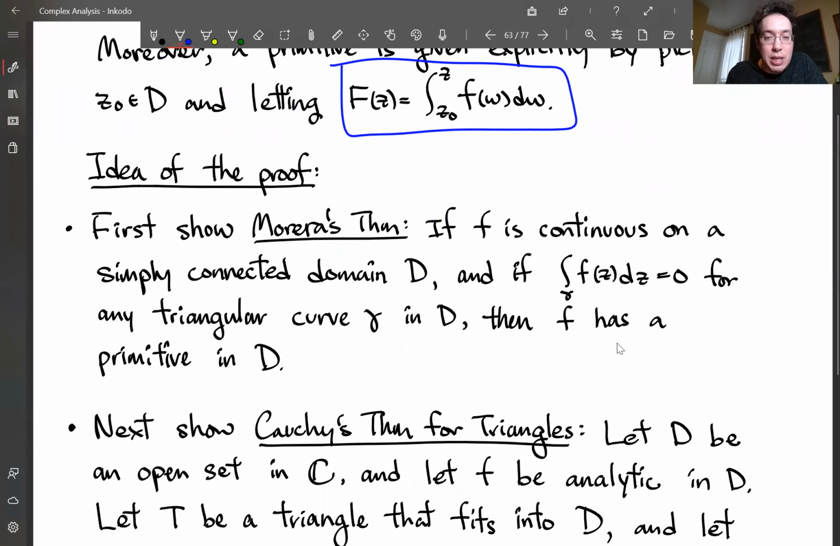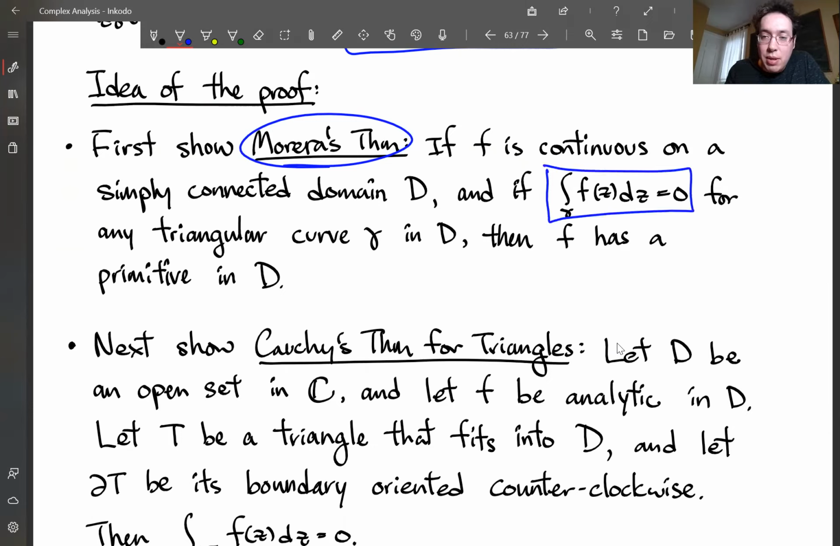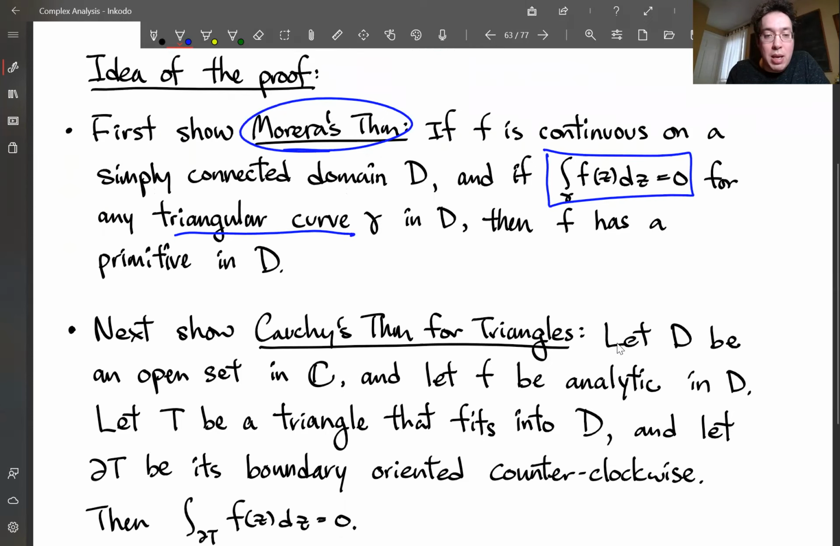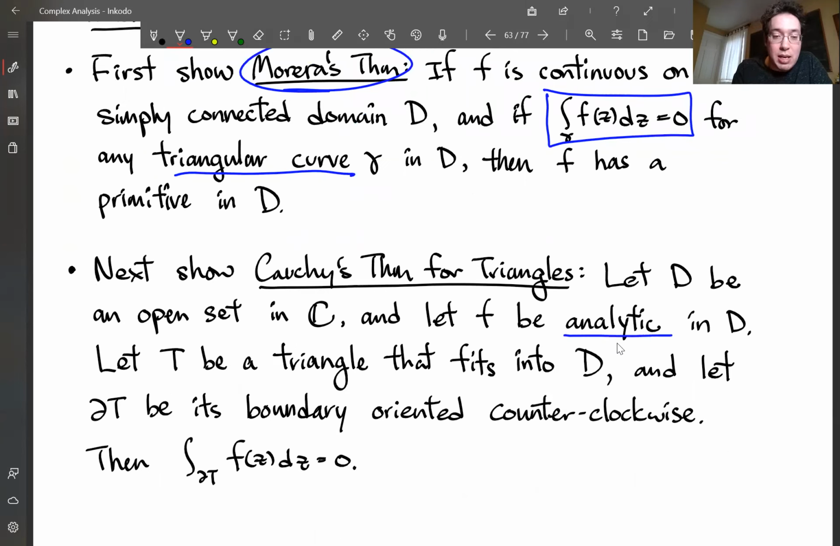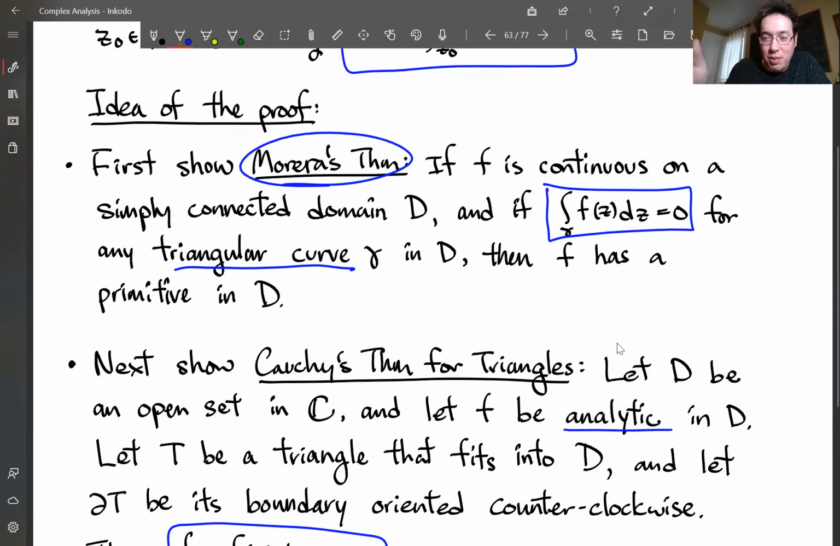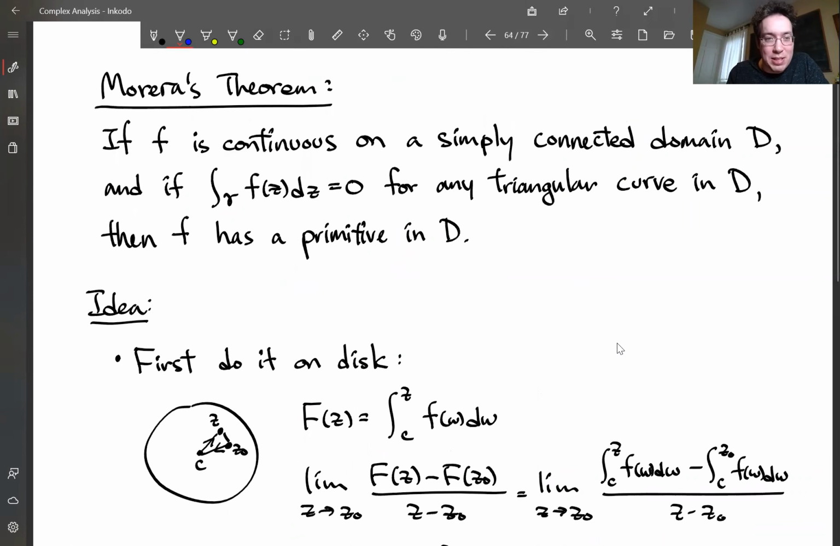The way we're going to prove this is through two theorems. Morera's theorem says that as long as the path integral around any triangular loop is equal to 0, then you have a primitive. And Cauchy's theorem tells us that if you're analytic, then the integral around the triangle will be 0. So if it's analytic, it has 0 for triangles, and if you have 0 for triangles, then you have a primitive. So that is the line of argument. So let's look at Morera's theorem first.